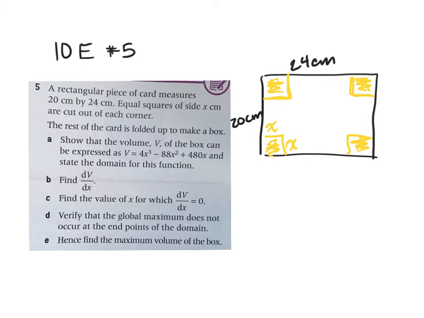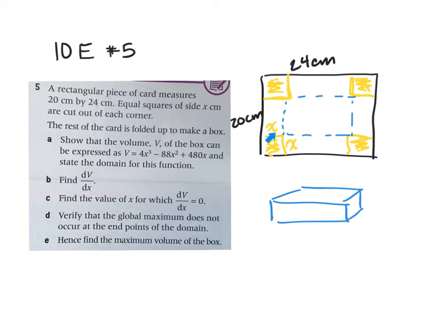And then what they're going to do is fold here, fold here, fold here, fold here, and then they're going to fold it into a box where they've taken each of these flaps and folded them up. So you'll end up with a box kind of like this. That means that the height of the box is going to be x.